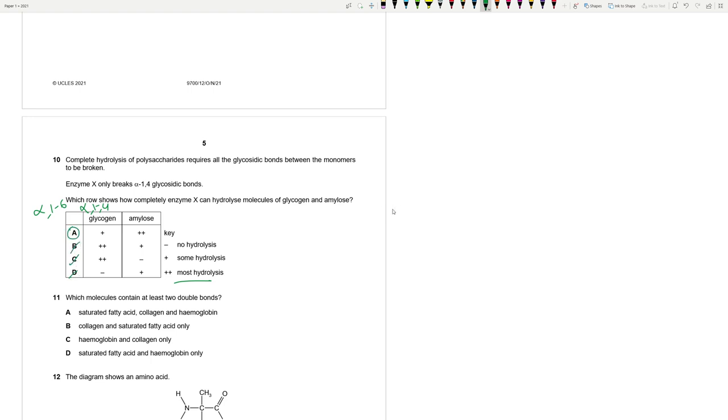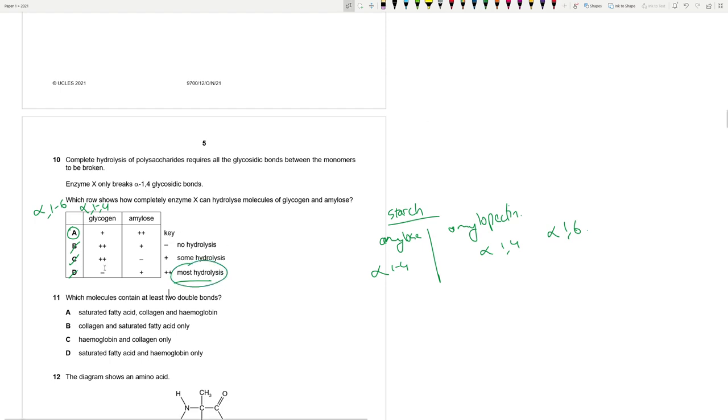Now what is amylose? Starch has two components, amylose and amylopectin. Amylose has only one form: alpha 1,4 glycosidic bonds. Amylopectin has alpha 1,4 as well as alpha 1,6. Do you understand? That's why for amylose, this enzyme can break down most of the bonds. So double plus. Okay, 11.